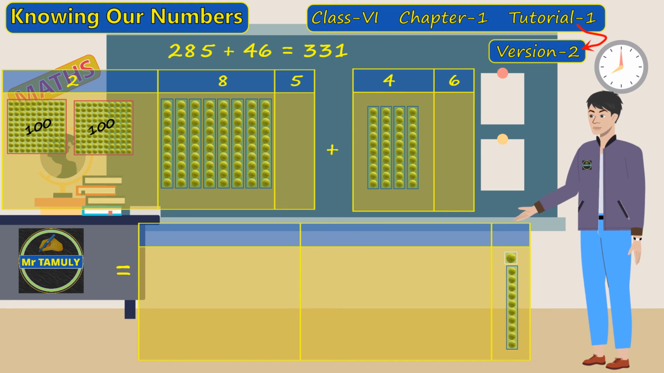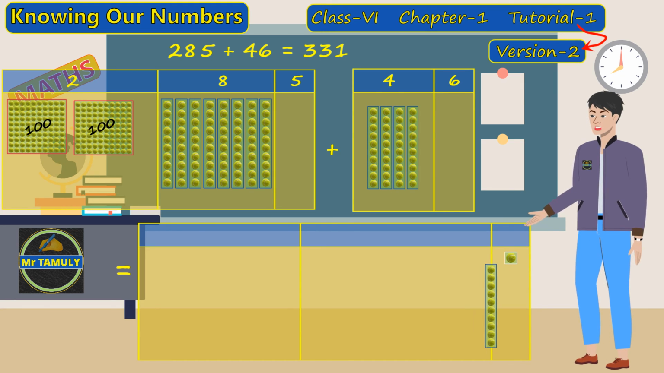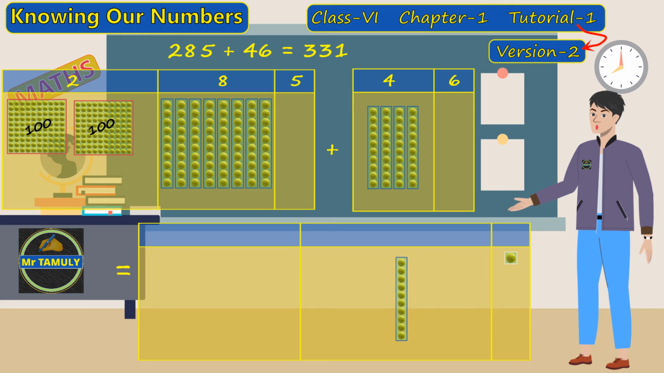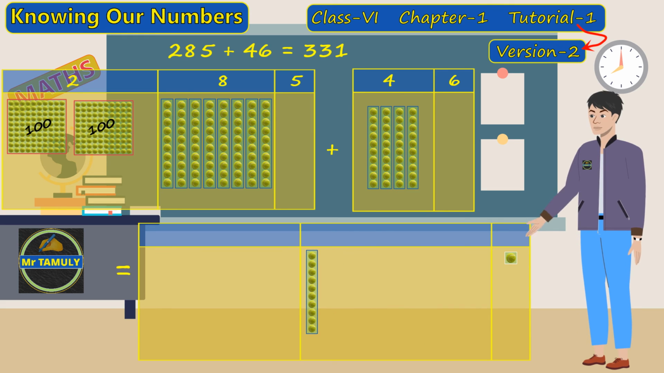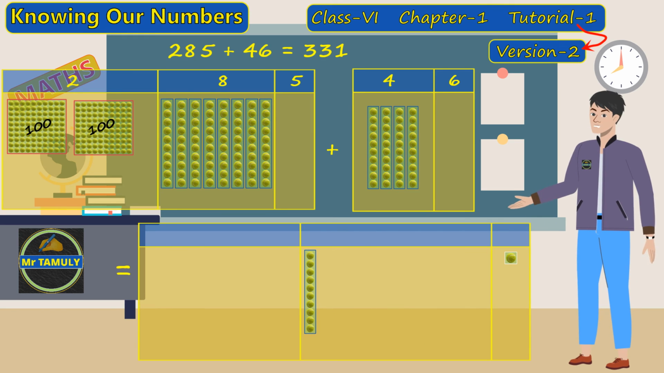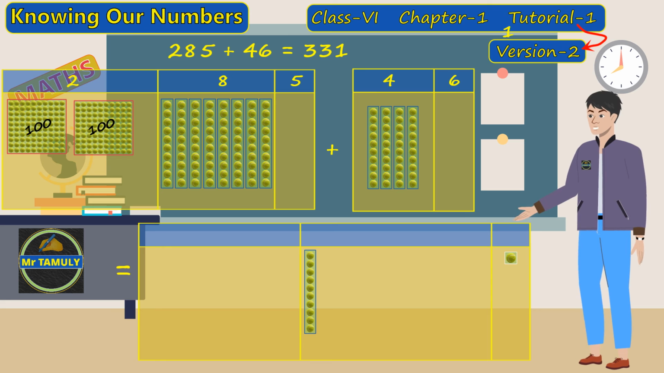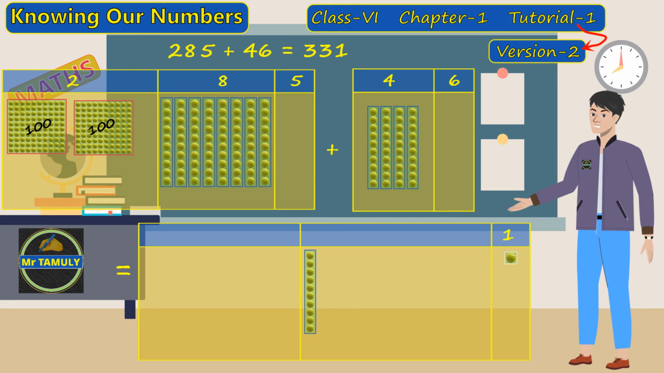Out of these 11, a group of 10 balls shall move to the second position. That means we carry over 1 to the second place. As we are left with 1 ball in the first position, we can write the digit 1 in the first place. Next operation is 1 plus 8 plus 4.